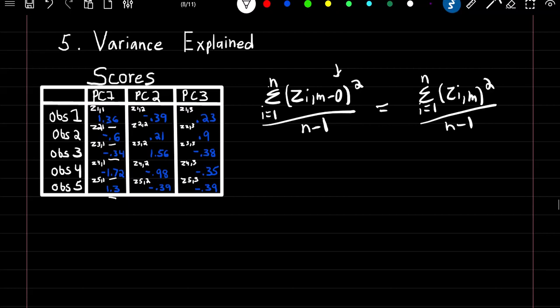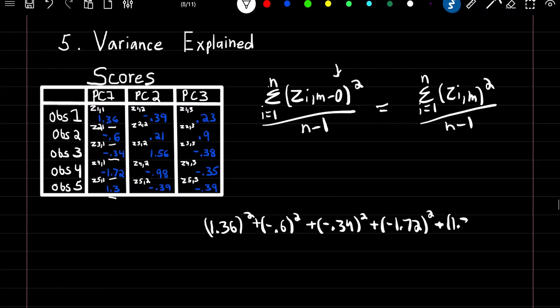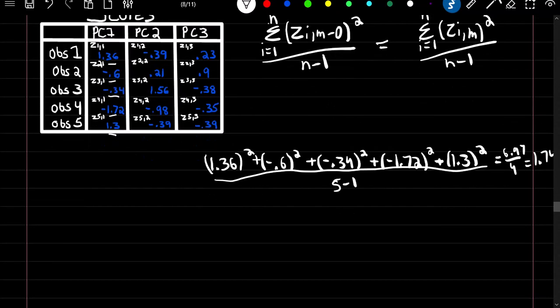If we want to calculate the variance of principal component 1, we would do 1.36 squared plus negative 0.6 squared plus negative 0.34 squared plus negative 1.72 squared plus 1.3 squared, divided by n minus 1, which is 5 minus 1. This will produce a value of 6.97 over 4, which is equal to 1.74. So the variance of our first principal component is 1.74.